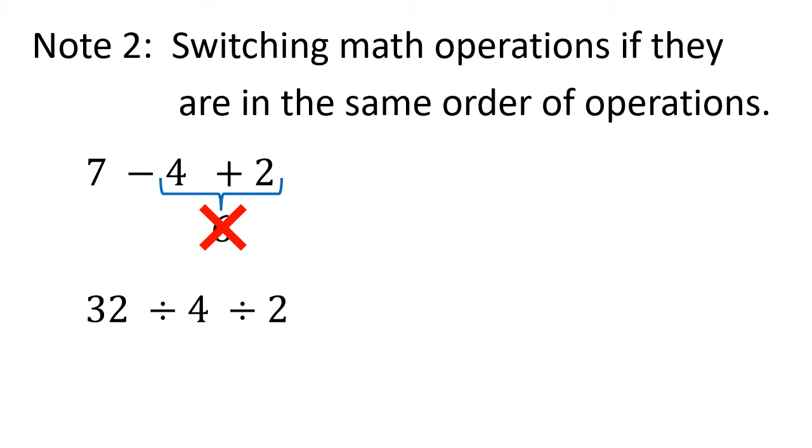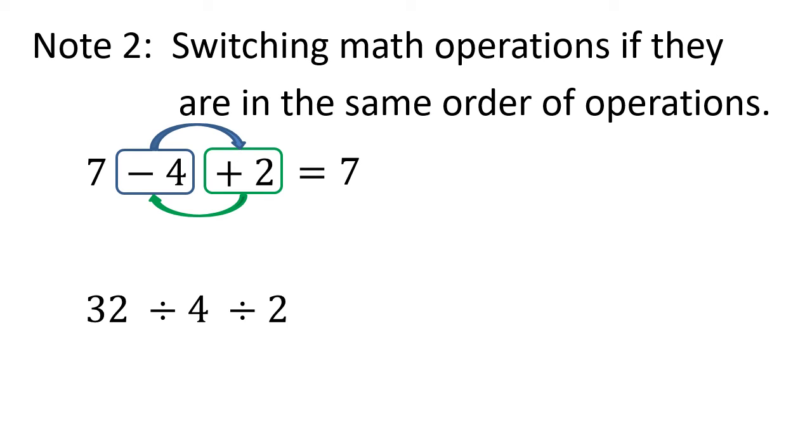Since a math operation and a following number go together, -4 and +2 are separated. Since a subtraction and an addition are in the same order of operations, we can switch them. 7 stays the same, and we can have +2 and -4.